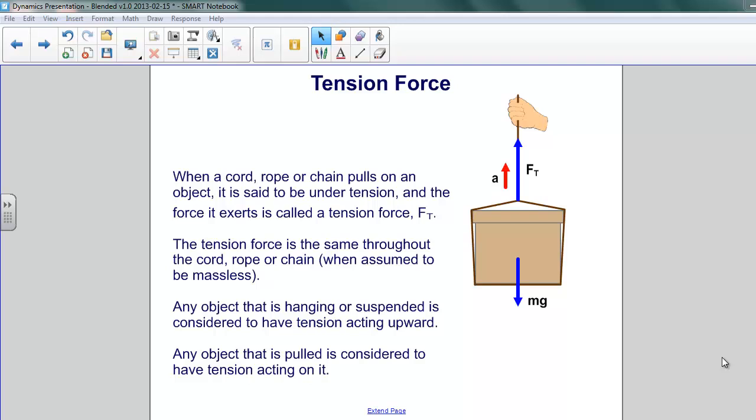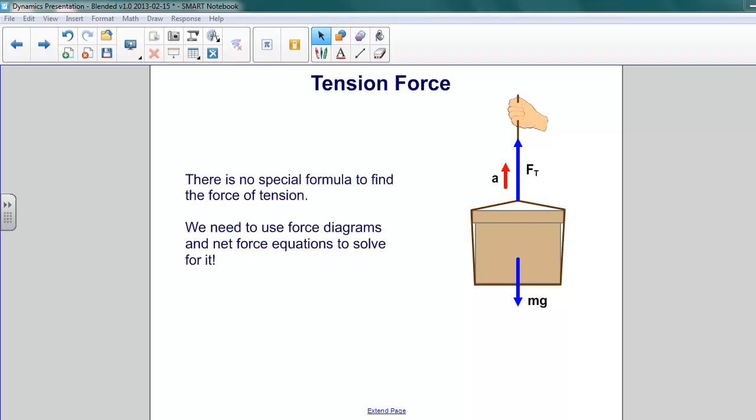We denote this as F with a subscript T to denote tension. The tension force is the same throughout the cord, rope, or chain whenever that cord, rope, or chain is assumed to be massless. An object that is hanging or suspended is considered to have tension acting upward on it. Any object that is being pulled is considered to have tension acting on it.